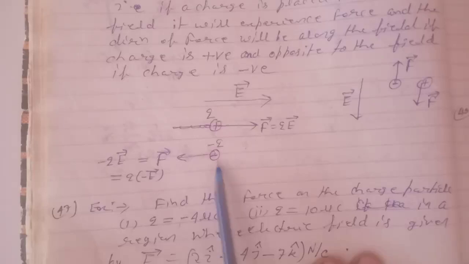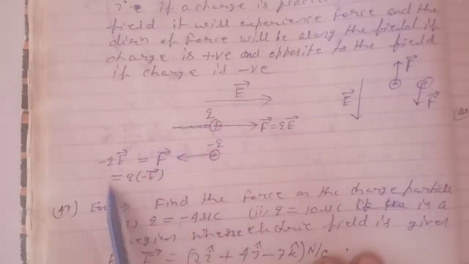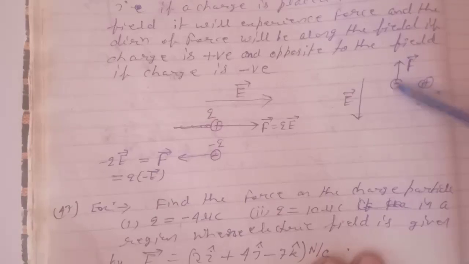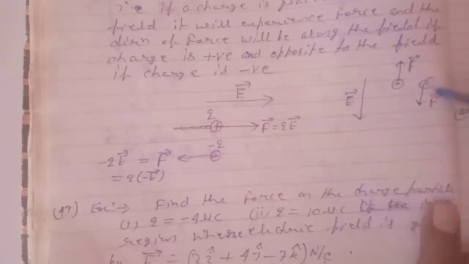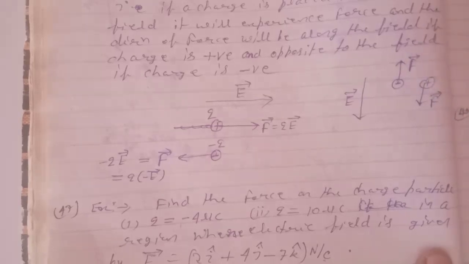And in this case, because the charge is negative, the force will be in this direction, F vector equals minus Q into E vector. A similar case is here. The electric field is in the downward direction, so on a positive charge the force will be in the downward direction, and on a negative charge it will be in the upward direction.